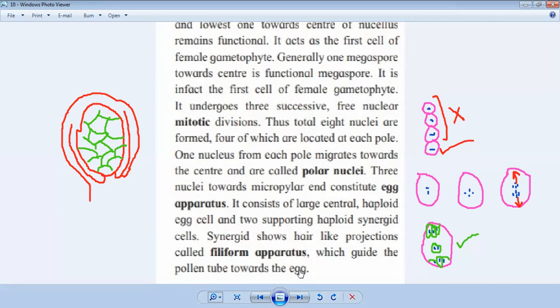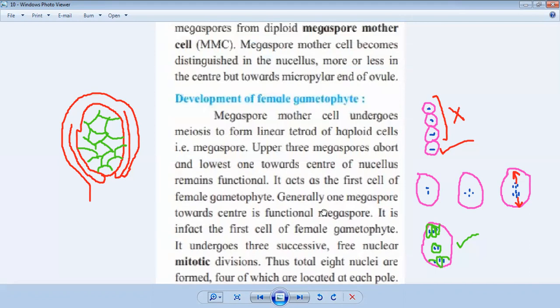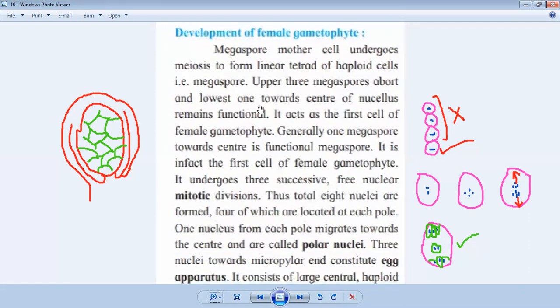So which cell contains the filiform apparatus? The synergid cells consist of the filiform apparatus. Okay, so the synergid cells have the filiform apparatus. And this filiform apparatus is helpful to attract the pollen tube during the process of fertilization. So in this way, the female gametophyte is developed. Let's take a look again, and then we will go to the diagrammatic representation of the development of female gametophyte.